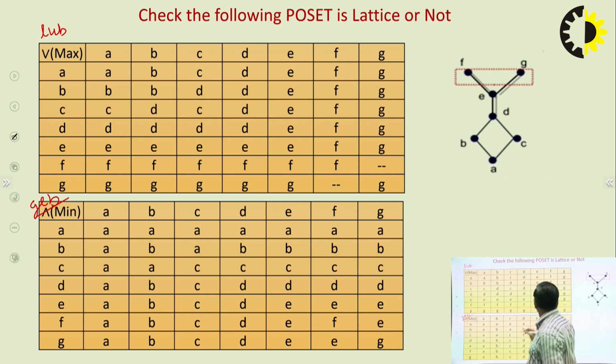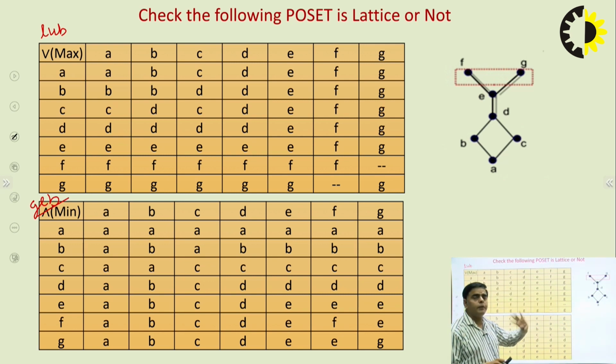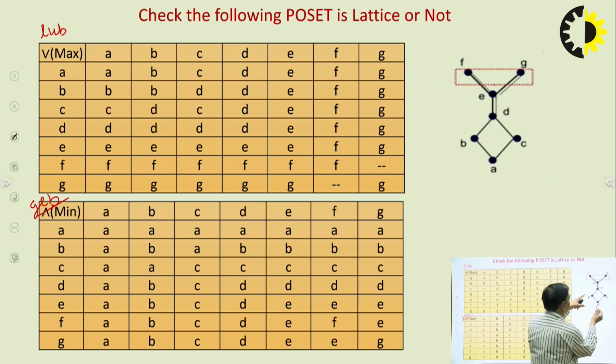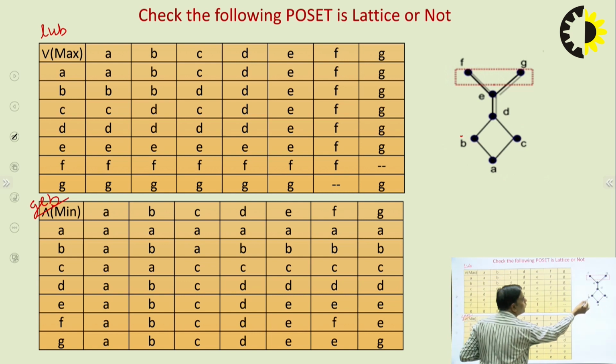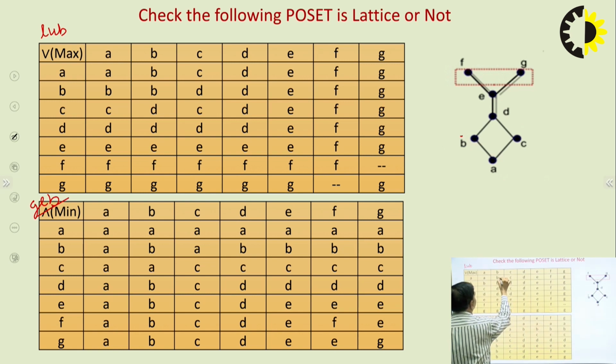Okay, so from this structure you can find that whenever you compare two elements, the levels of these two elements will be different, so you can find the maximum and minimum. Suppose we are saying between these two elements, A and B. You can see B is at the upper level, so B is the maximum between A and B. So we will fill the entry by B.